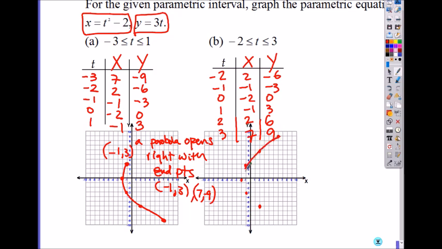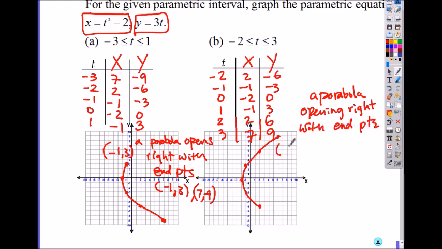So it is, again, a parabola opening right, with endpoints. What was this? 7, comma, 9, and this was 2, comma, -6. 2, -6 and 7, 9.